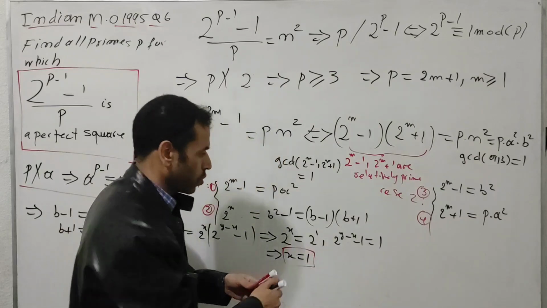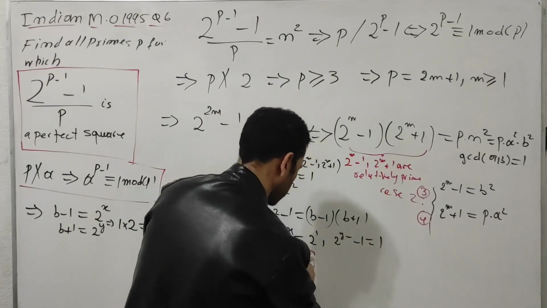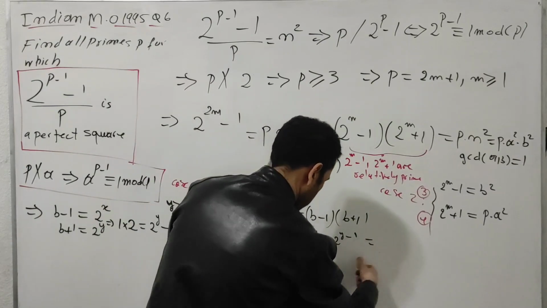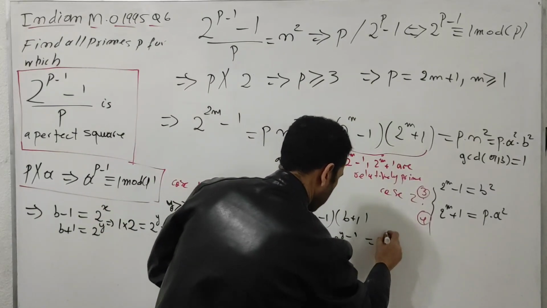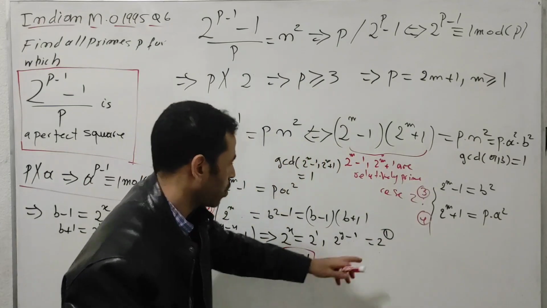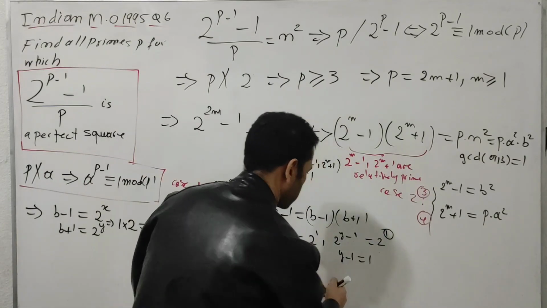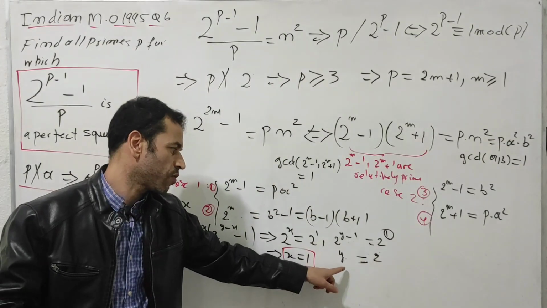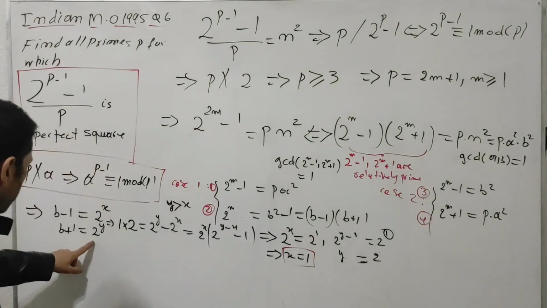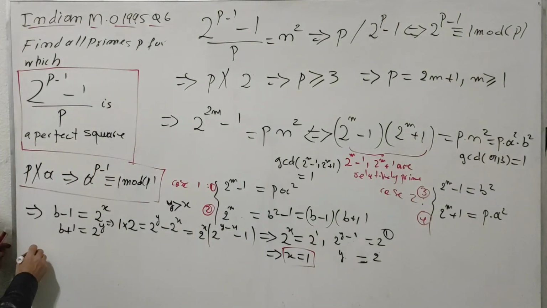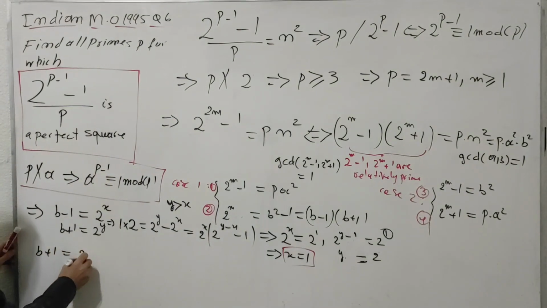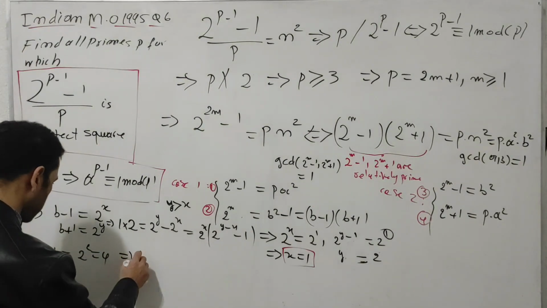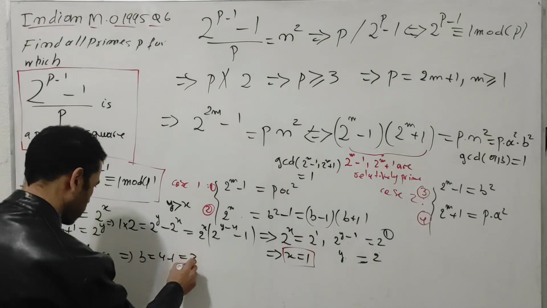Since x equals 1, I'm going to replace x with the number 1. By taking the minus 1 to the right side, I will have the number 2 here. So with the exponent 1, that means y − 1 equals 1, which means y equals 2. Since I know y equals 2, I'm going to replace it into this equation. So we'll have b + 1 equals 2^2, which is 4. That means b equals 4 − 1, which equals 3.